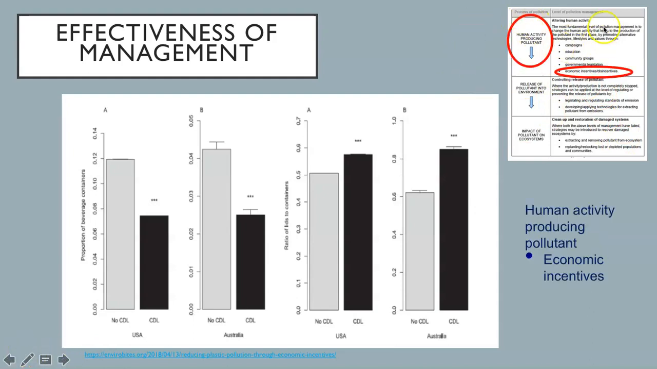This is at the level of addressing the human activity responsible for producing the pollutant. The data shows that when there's an economic incentive, human activity is altered. People throw less plastic into the waste.